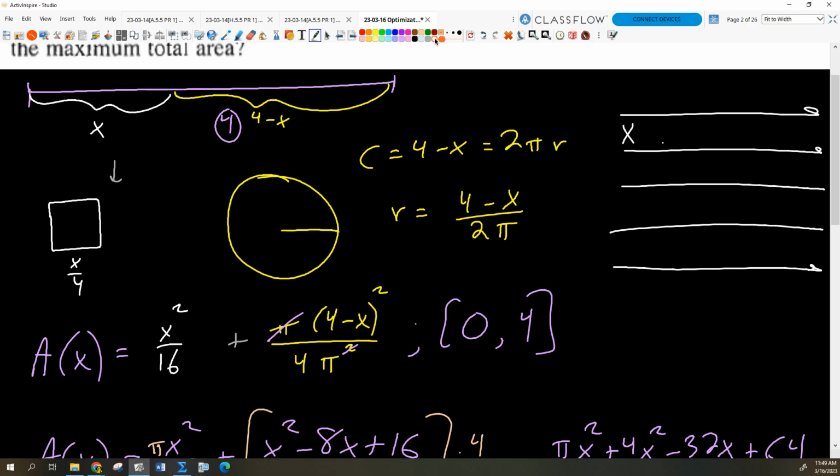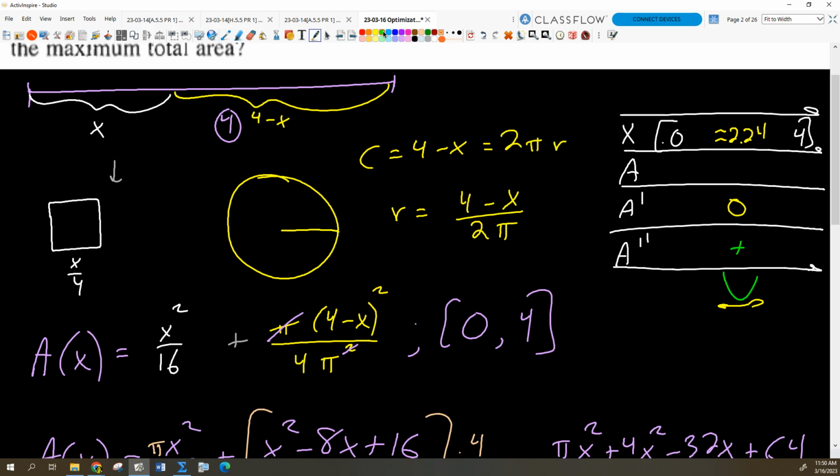So x, area prime, double prime. Our domain is 0 to 4. We had an interior critical number of about 2.24, where the first derivative was 0 and the second derivative was positive. So that's telling us minimum. When we're doing an optimization problem, we're finding an absolute extremum, aren't we? Always. We just want to know what is the maximum or minimum value on our domain. That translates to an absolute extremum.